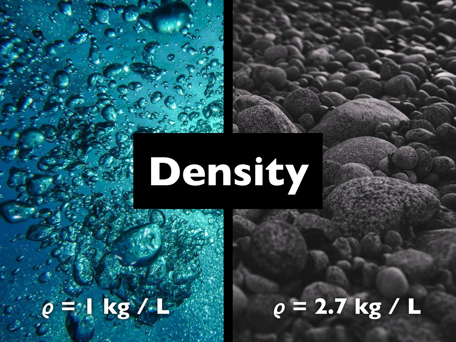Specifically, you'll need to know that the density of water is 1 kilogram per liter, or 1,000 kilograms per cubic meter, and 1 gram per centimeter cubed. You'll also need to know that specific gravity is the ratio of the density of one material to the density of water. On the right, you see granite. You'll also need to know that the density of granite is 2.7 times the density of water.